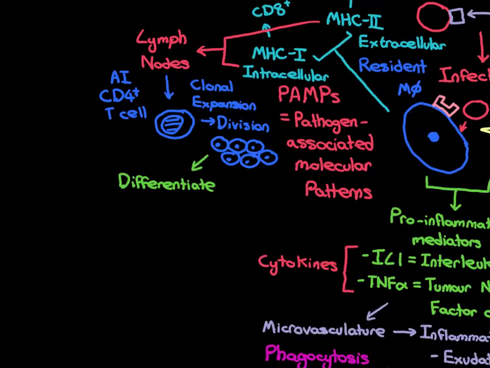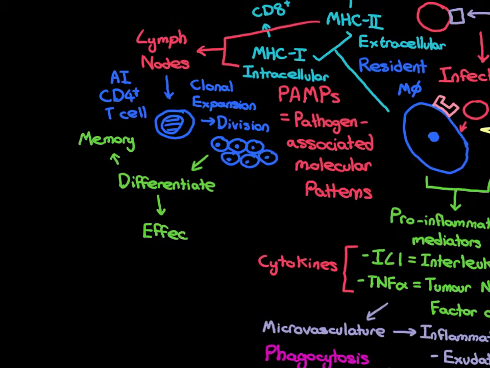So let me just explain this. So when they differentiate, there are 2 possibilities. They can become memory CD4 positive T cells, or they can become what we call the effector CD4 positive T cells.